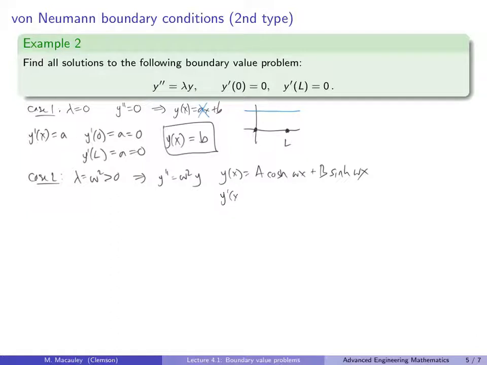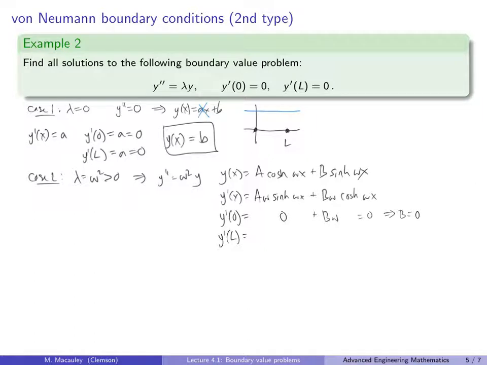So let's take a derivative of this. The derivative of cosh, this is very nice. The derivative of cosh is sinh and vice versa. So y prime of x is a omega sinh of omega x plus b omega cosh of omega x. So let's plug in 0. y prime of 0 equals, let's see, 0 plus b omega times cosh of 0, just like cosine is 1. So the first term is 0, so we get that b equals 0. And now y prime of L, so b is 0.